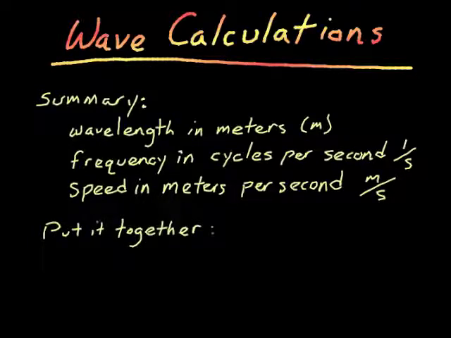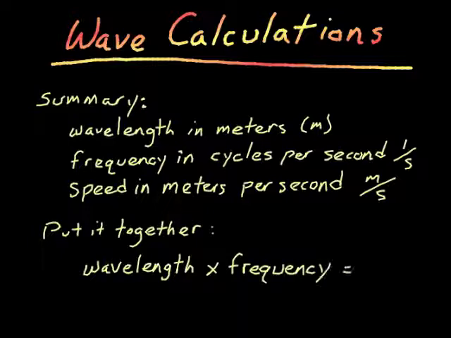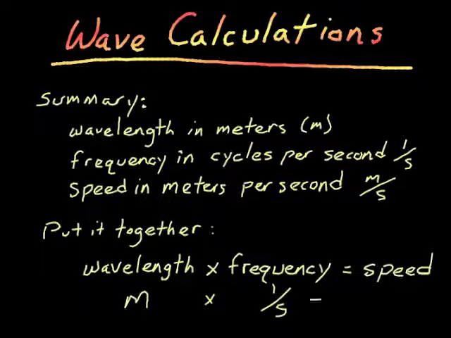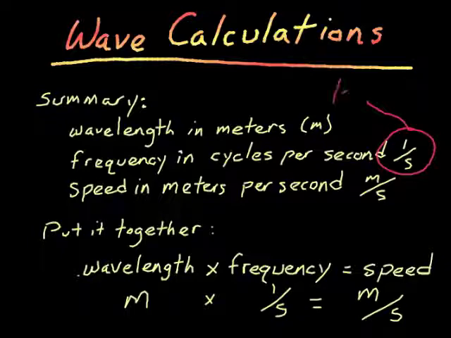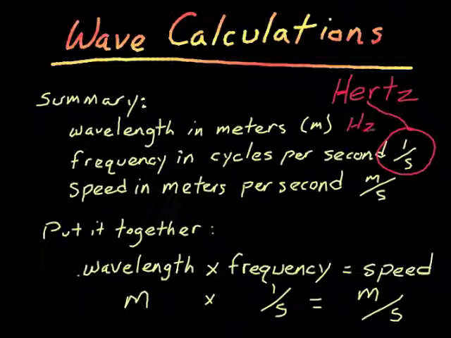Let's put it together. Wavelength in meters times the frequency in 1 over seconds equals the speed in meters per second. Meters times 1 over second equals meters per second. And by the way, frequency is expressed in hertz. Forgot to mention that before.